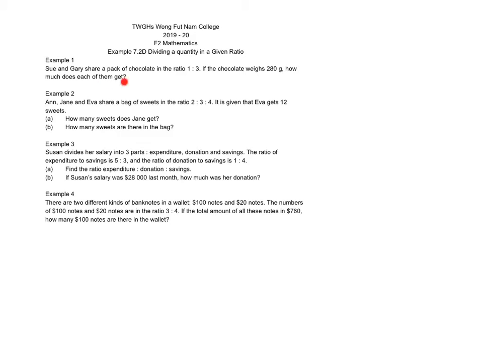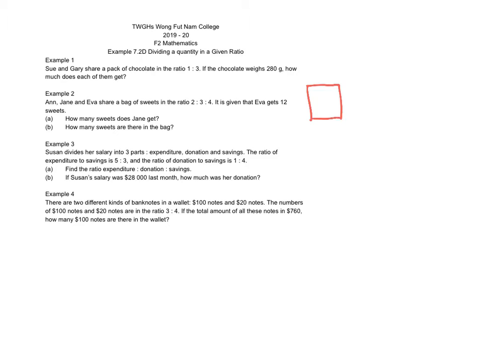So like this example, 280-gram chocolate, and two people share this chocolate in a 1:3 ratio. Gary has more chocolate and Sue has less. So how much can they get? Based on this one, 280, we'll use the diagram to illustrate this example.